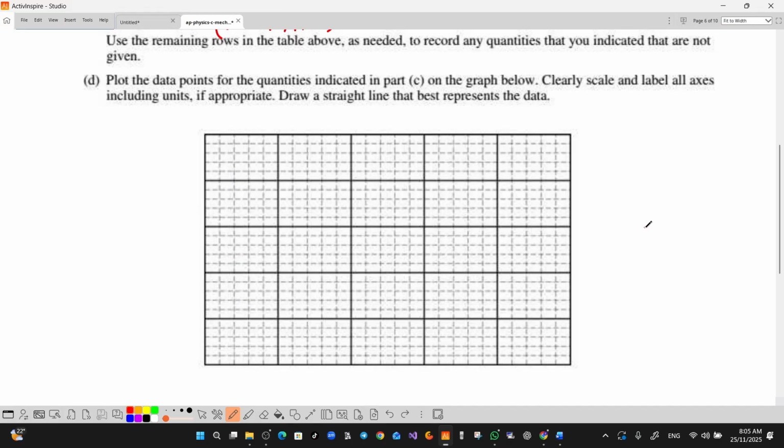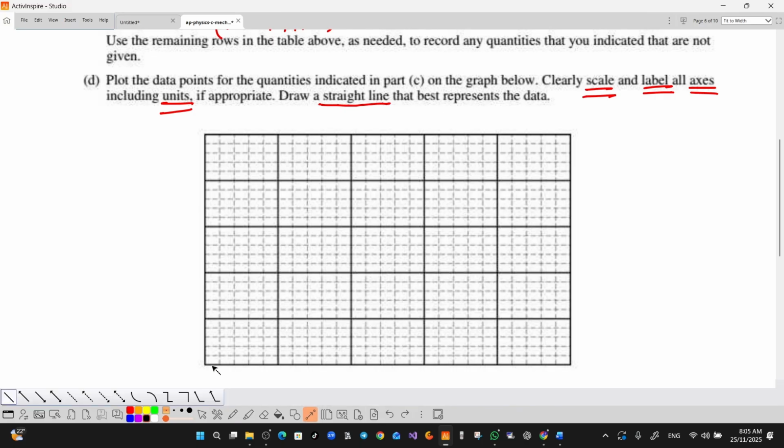Plot the data points for the quantities indicated in part C on the graph below. Clearly scale and label all axes, including units, if appropriate. If you have a unit, you need to plot it. If you don't have a unit for the quantity, no need to write it as a label. Draw a straight line, it must be straight, that best represents the data.